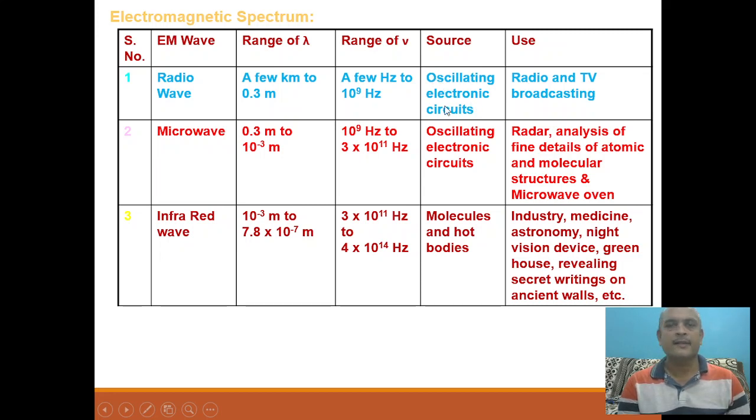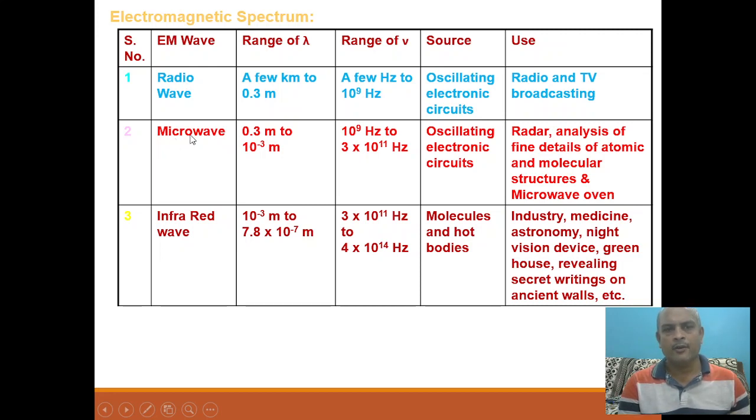What is the use of radio wave? It can be used for transmission, for communication, for entertainment, for broadcasting. So radio wave and TV. Now, second in descending order is microwave.